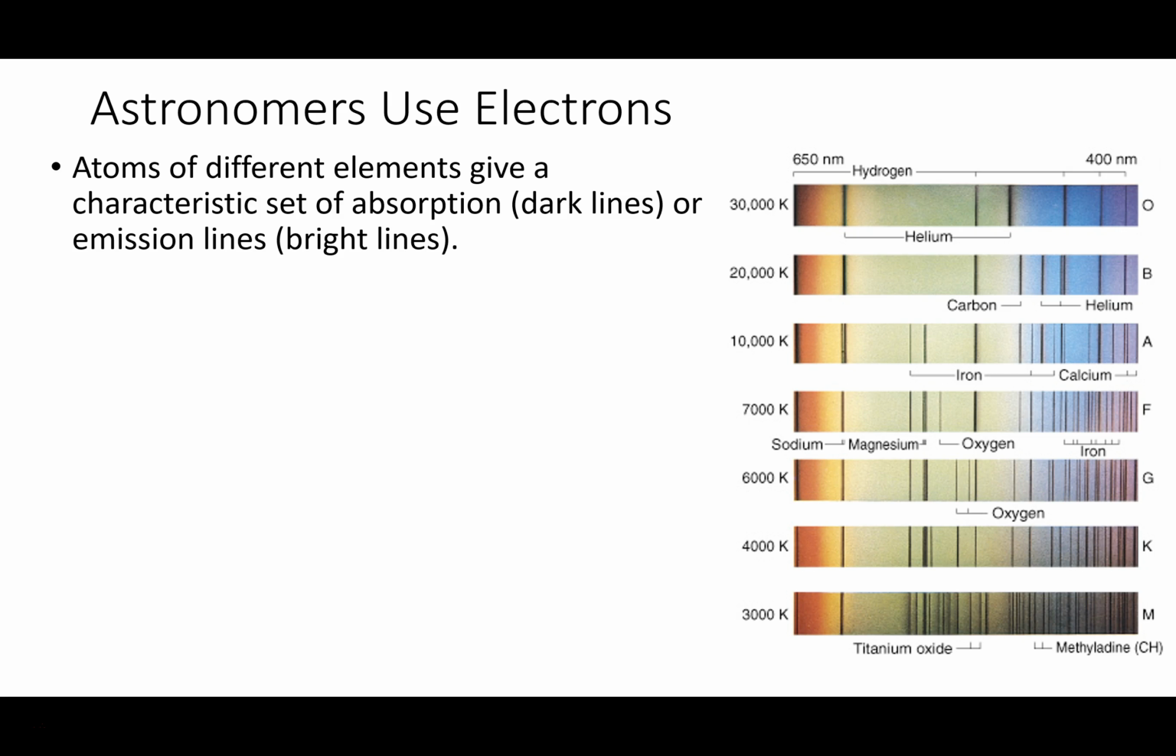So fingerprints. Hydrogen, helium, carbon, helium, iron, calcium. What's the symbol letters for calcium? Two letters. And actually, they're the first two letters. Ca. Calcium is Ca.